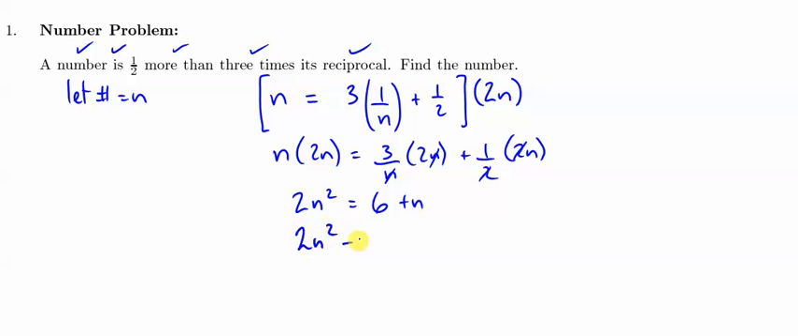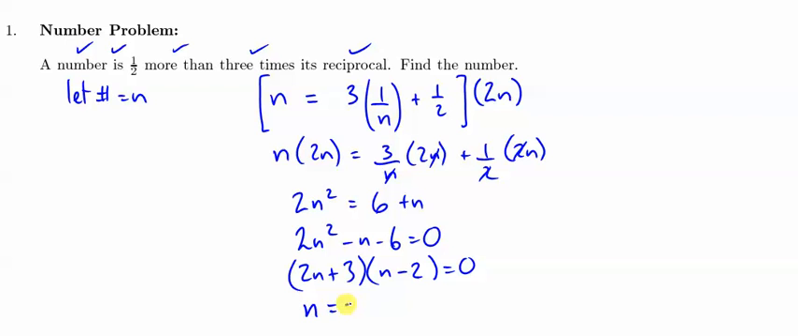I'll gather everything to one side, and I will factor this, if possible, and typically they will factor, they will work the numbers out that they're kind of convenient. This works out to 2n plus 3 and n minus 2, leading to the results of negative 3 over 2 or 2. Now we just need to verify that these results make sense. Negative 3 halves for a number, certainly that's possible. It's possible for numbers to be negative, possible for them to be fractions. 2 as a number, that's also possible.